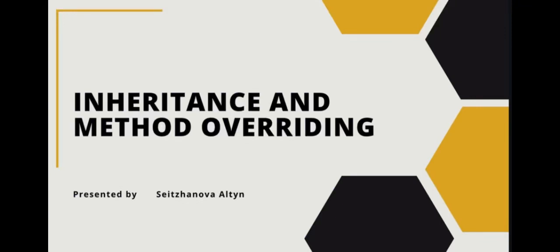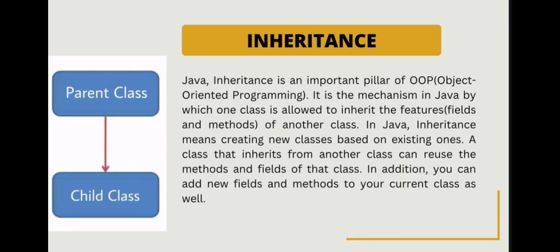Inheritance and method overriding. Inheritance is an important pillar of OOP, object-oriented programming. It is a mechanism in Java by which one class is allowed to inherit the features of another class.